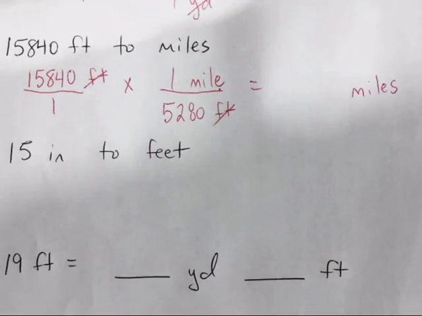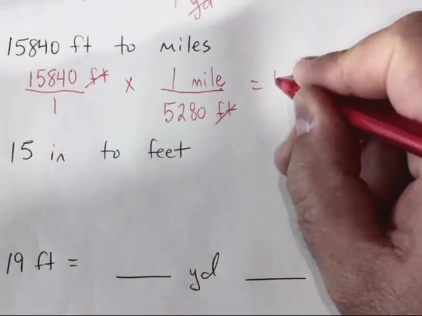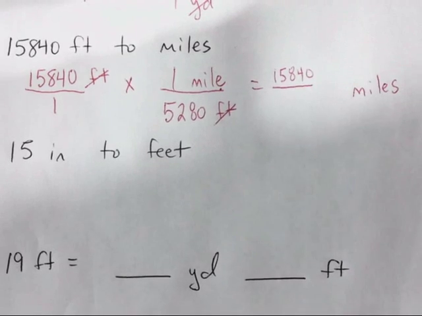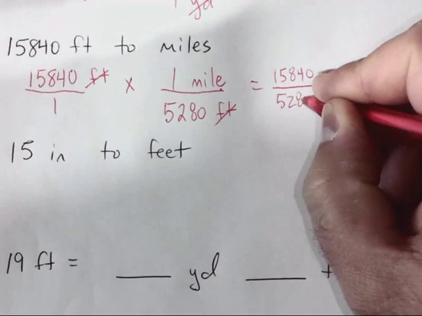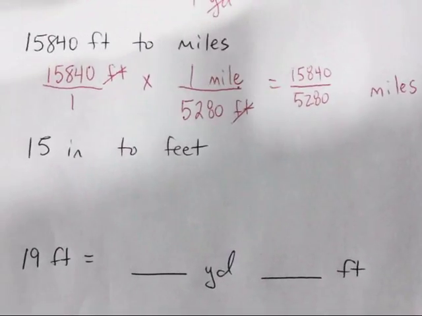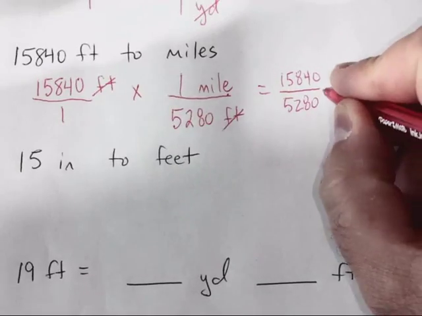So now multiply the two fractions, so the numerators get multiplied, so that gives me 15,840 over 1 times 5,280, and then of course I would want to divide that. So you could use your calculator to divide, and we get 3.